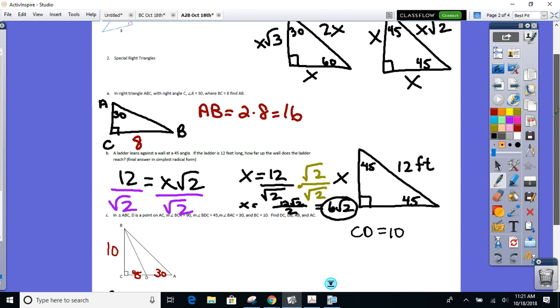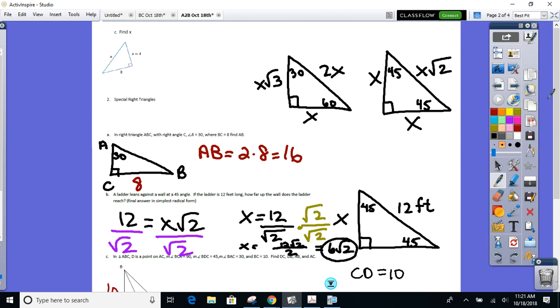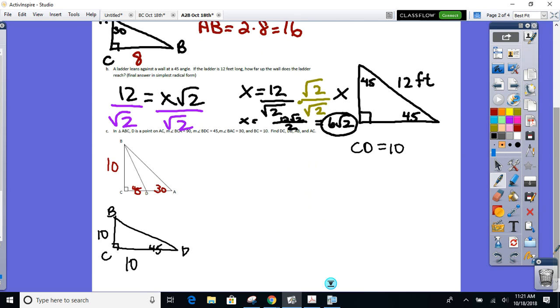Okay, ready? What's the rules? It's x, hypotenuse is x radical 2. What's my x in this case? 10, so what's the hypotenuse? Done. 10 radical 2. And that's BD.